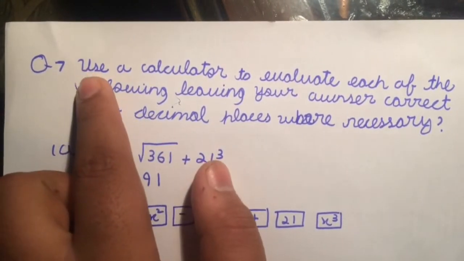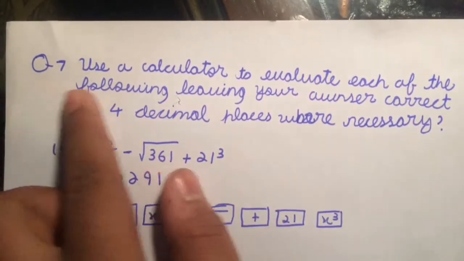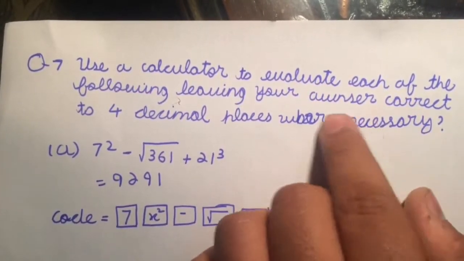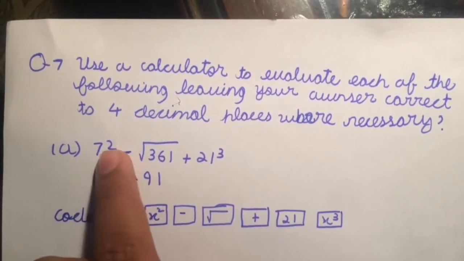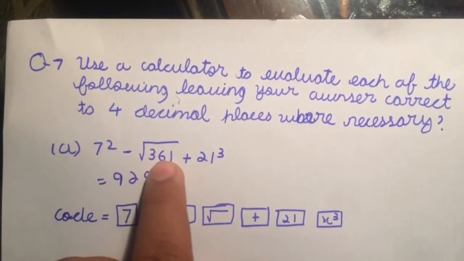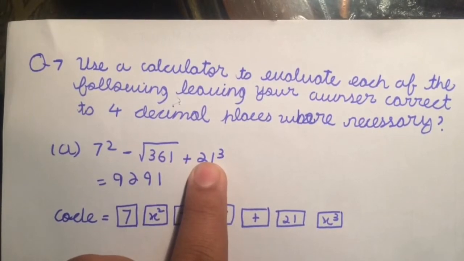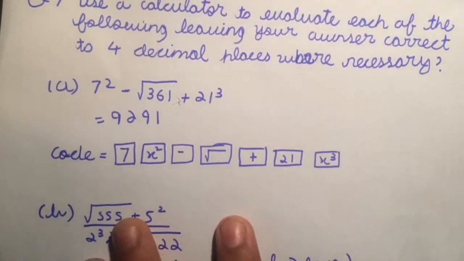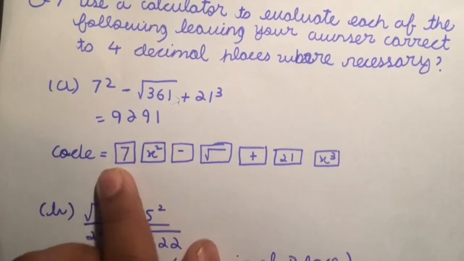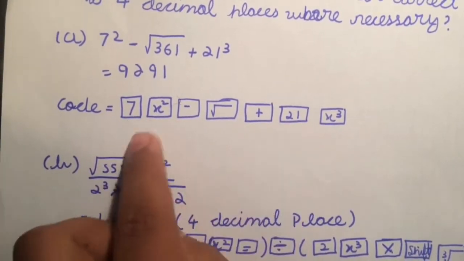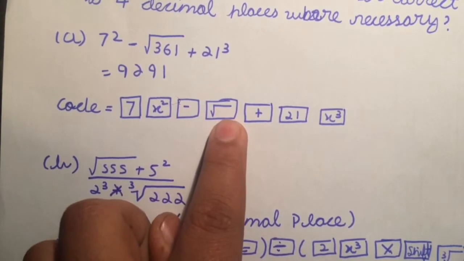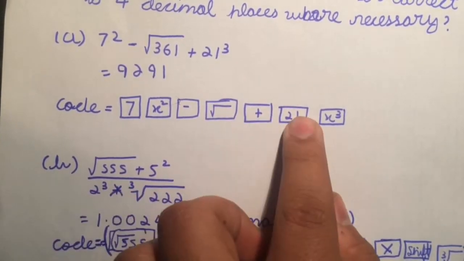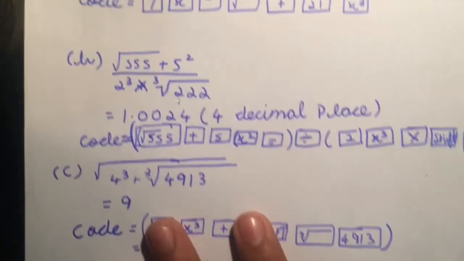Then come to question 7. Use a calculator to evaluate each of the following, leaving your answer correct to 4 decimal places where necessary. Here it is 7 square minus the square root of 361 plus 21 cube. So the answer is 9291. The buttons we press in the calculator: 7 button, then x square button, minus button, then square root button, then plus button, then 21 button, then x cube button.